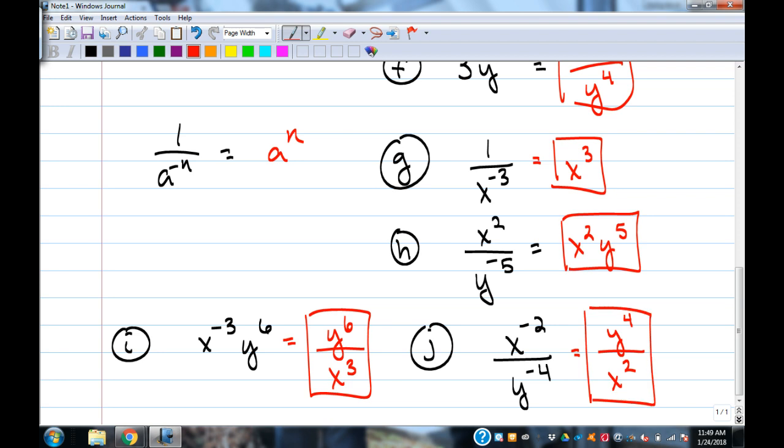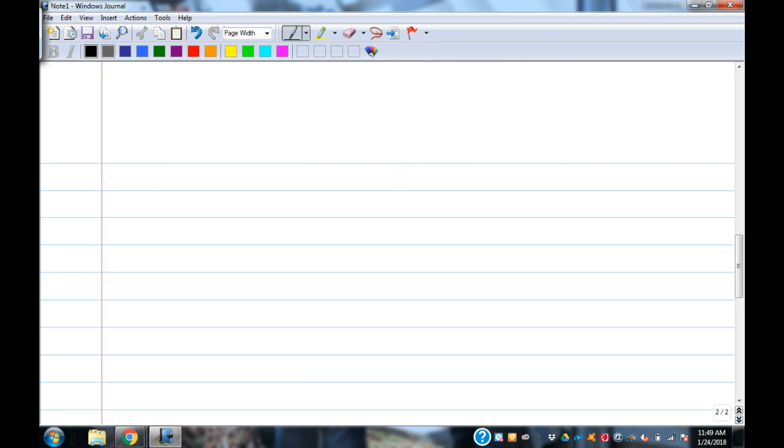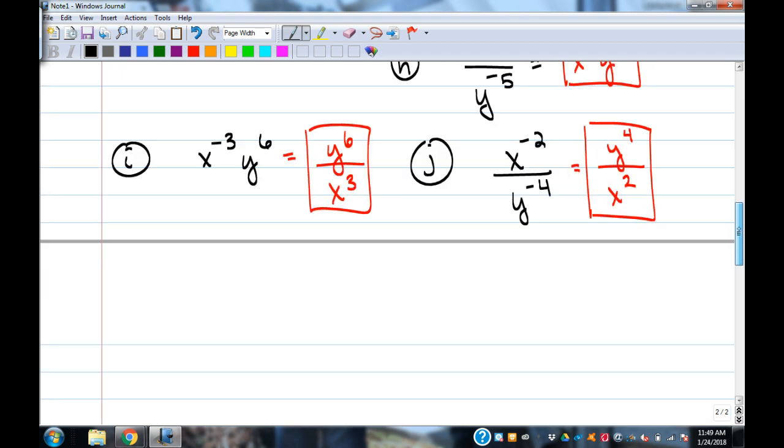Fixing negative exponents is an easy thing. You got to do all the other rules first, and then all you got to do is fix the negative ones. Okay. Let's start putting those other rules back in.